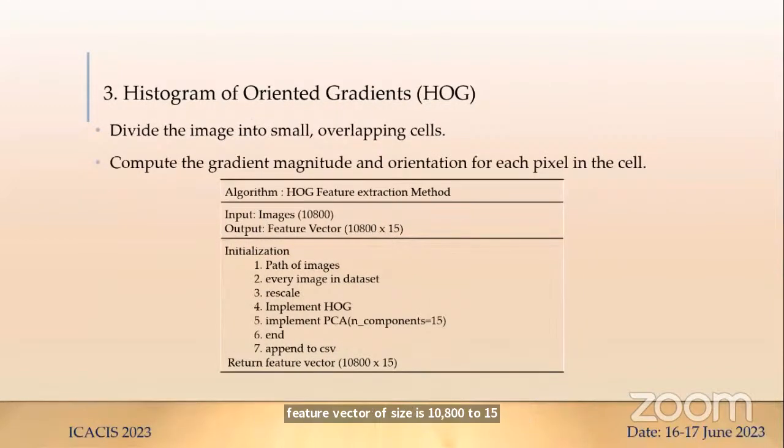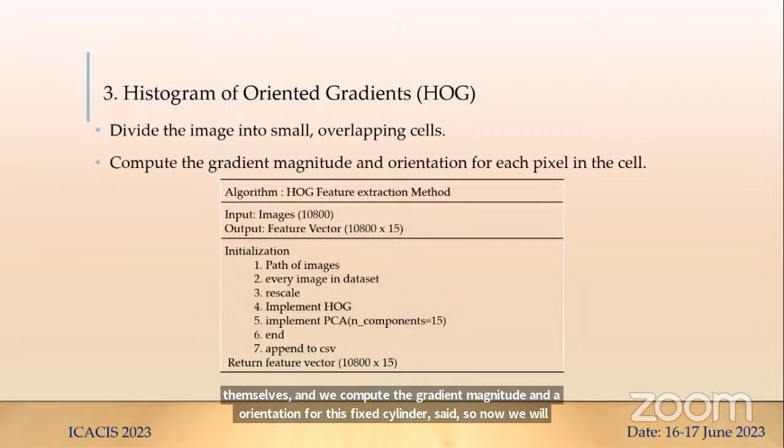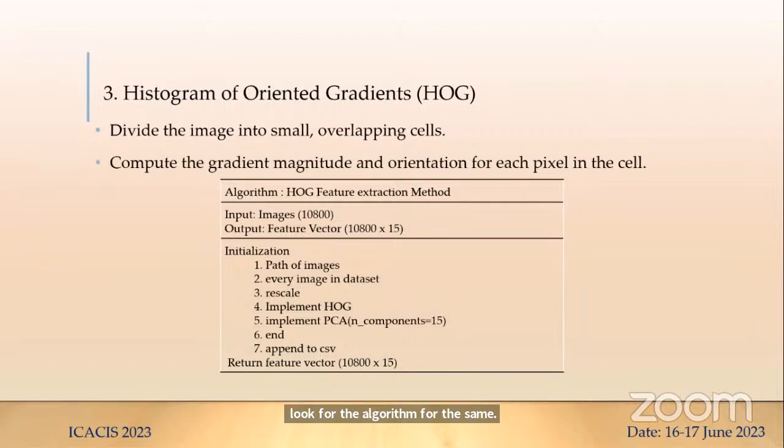Next is histogram of oriented gradients. Here we divide the images into small and overlapping cells, and we compute the gradient magnitude and orientation for each pixel in the cell. Now we will look at the algorithm for it. Here also we take all images, that is 10,800, and then we will look into the steps.